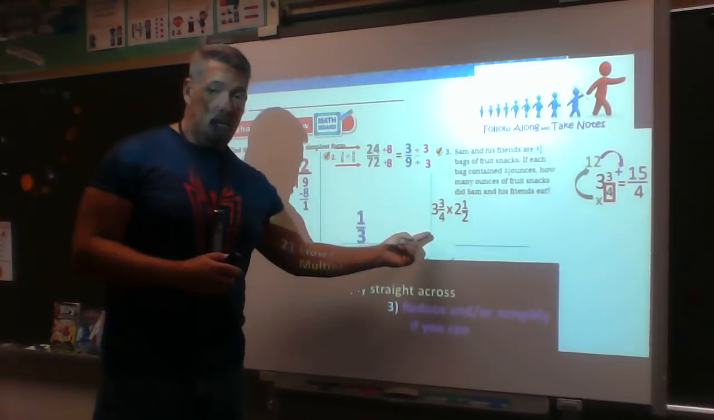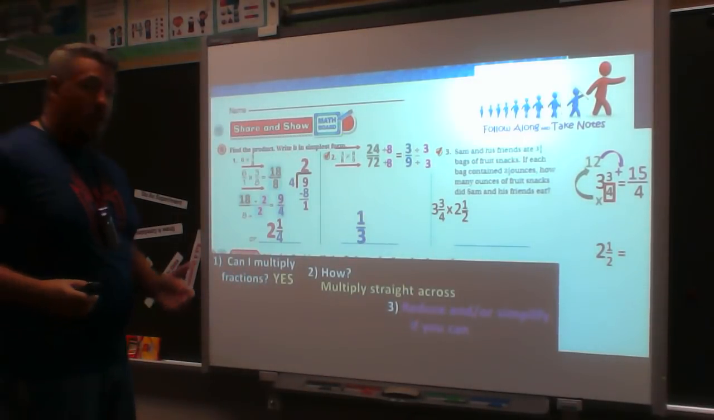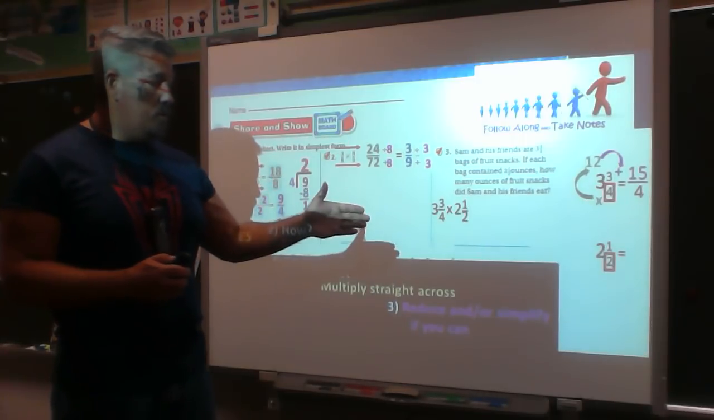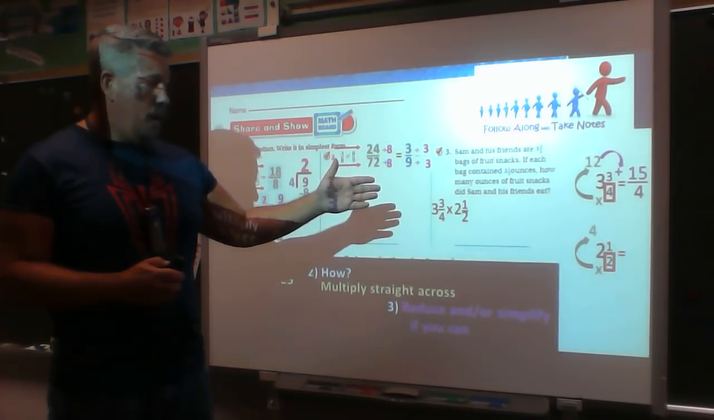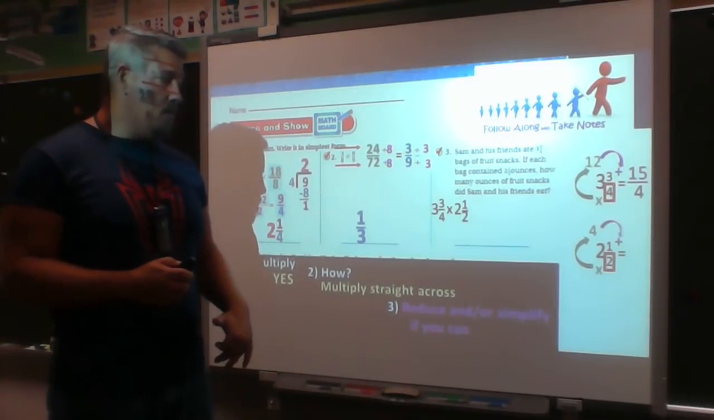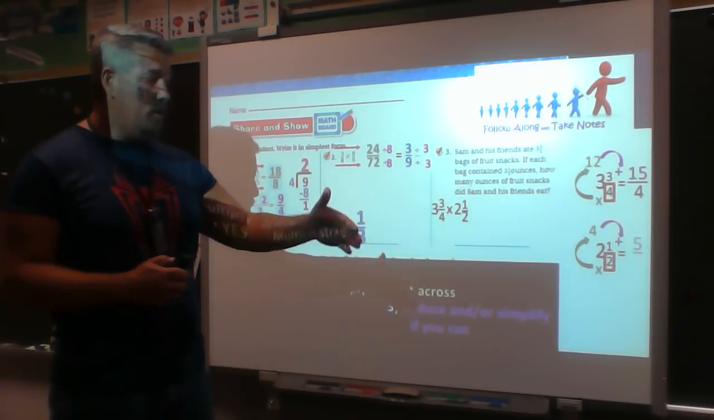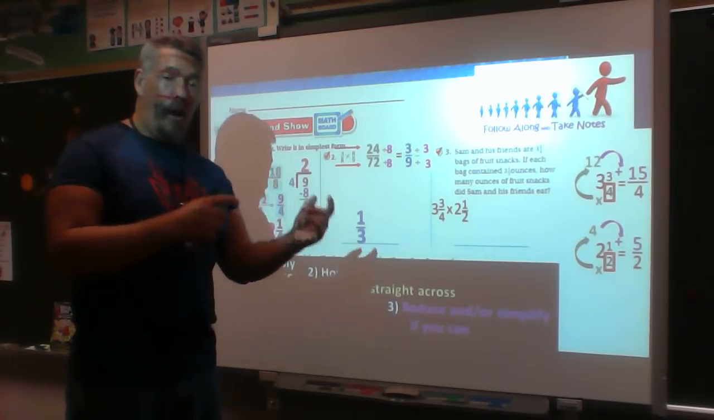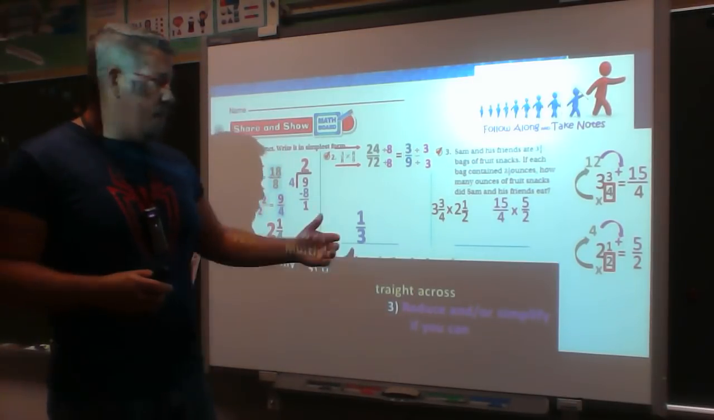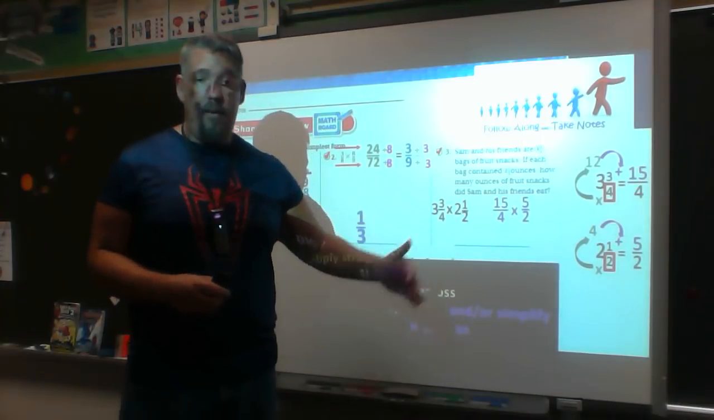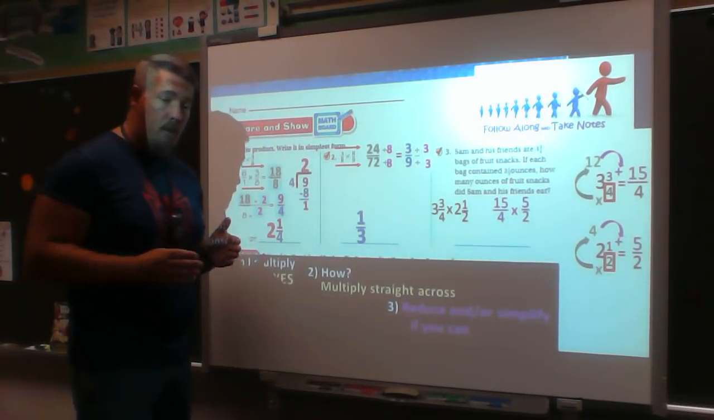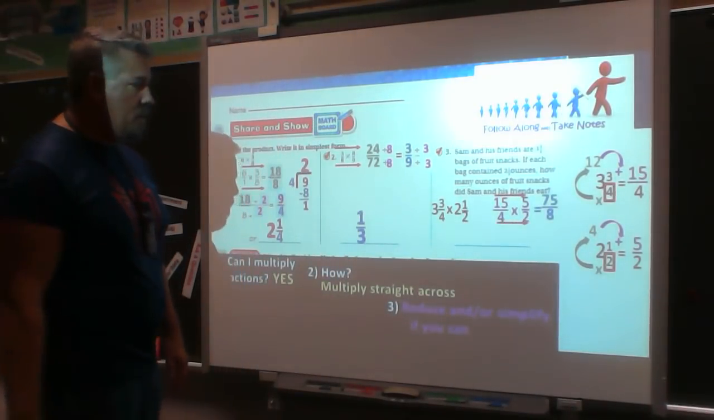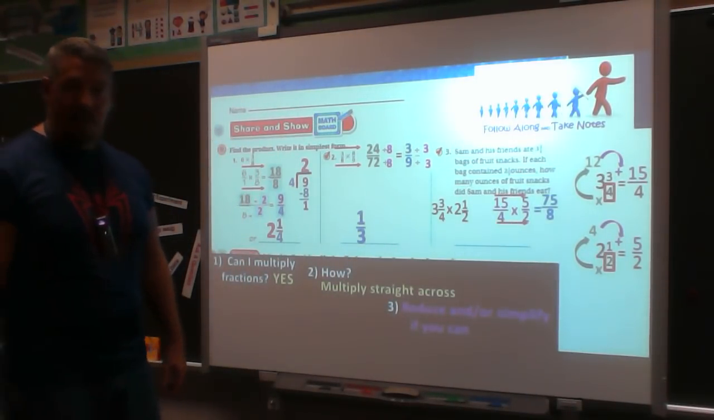Got to do the second one too, right? So I have 2 1/2. Start at the bottom, multiply, then add. So 2 times 2 is my 4. And then I add my 1, and that becomes my new numerator. So 4 plus 1 is 5. Keep my denominator of 2. Now I can do my math. Now I have 15/4 times 5/2. I can do that because I know to multiply straight across. 15 times 5 is going to give me 75, and 4 times 2 is going to give me 8.